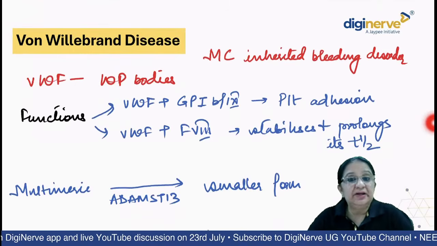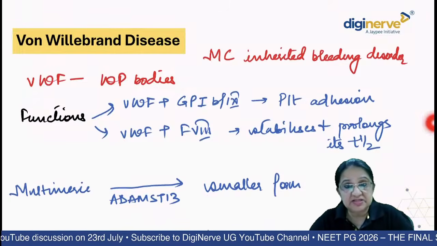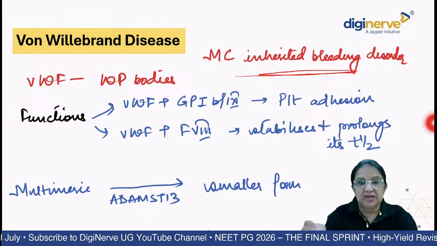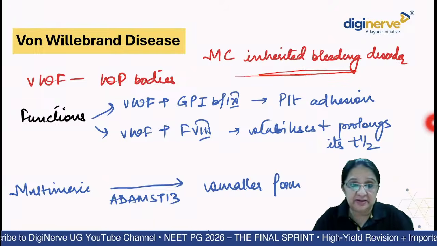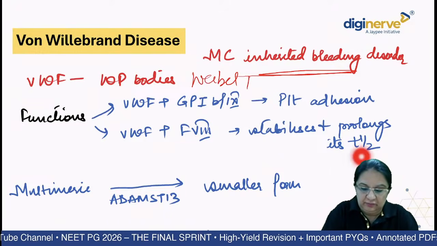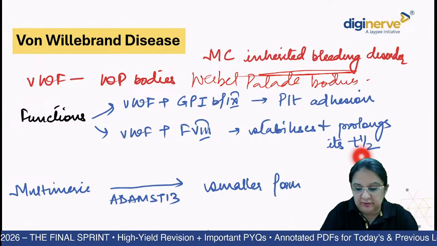Now, coming to von Willebrand disease. It is the most common inherited bleeding disorder. And from where is von Willebrand factor secreted? From the Weibel-Palade bodies. Where are they located? In the endothelial cells.